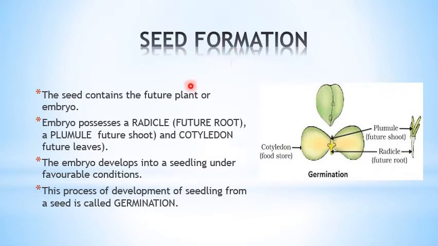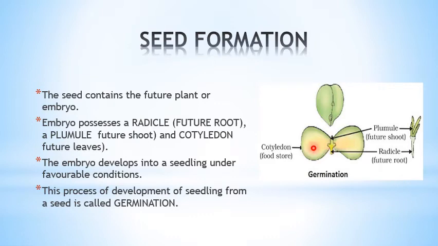The seed contains the future plant or the embryo. So whenever you see a dicot seed, for example, while eating the groundnut, if you open it, you will find a small structure inside which is known as the embryo. It has a future root that is known as the radicle, and the future shoot that is known as the plumule, and these two cotyledons are the future leaves in which the food is stored.